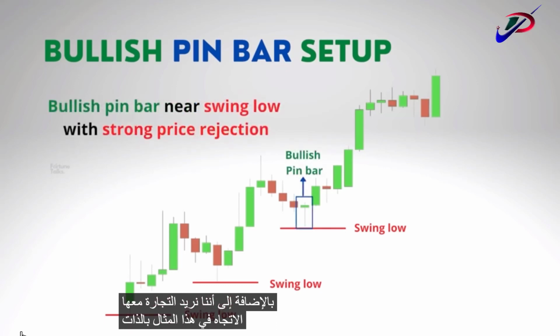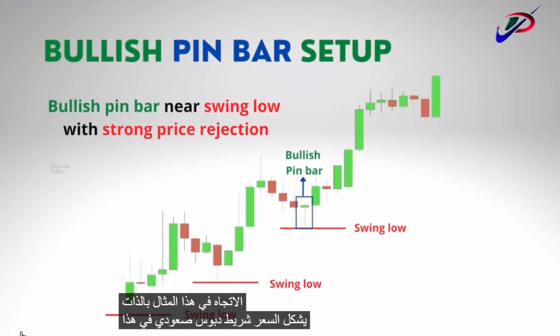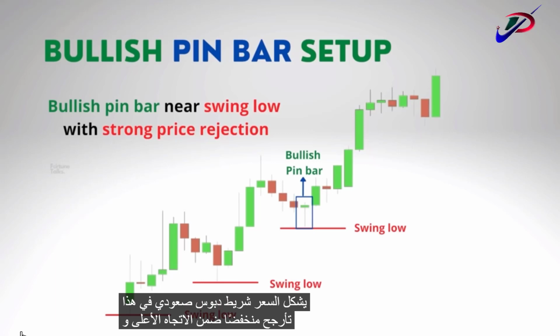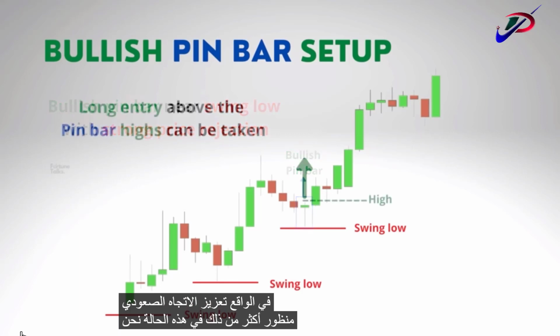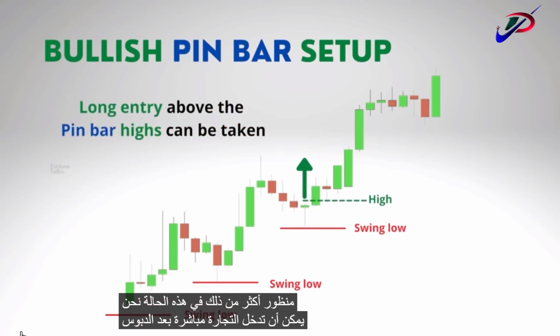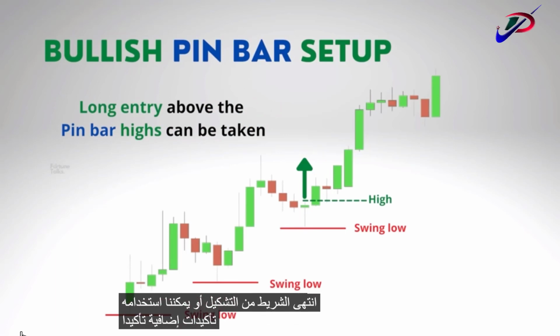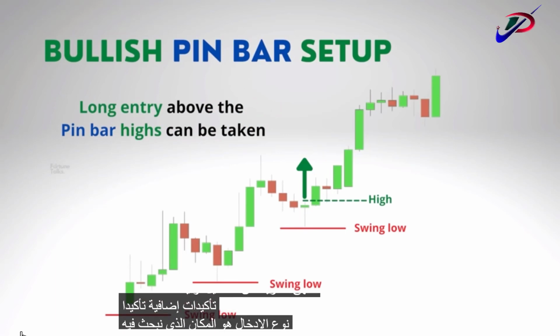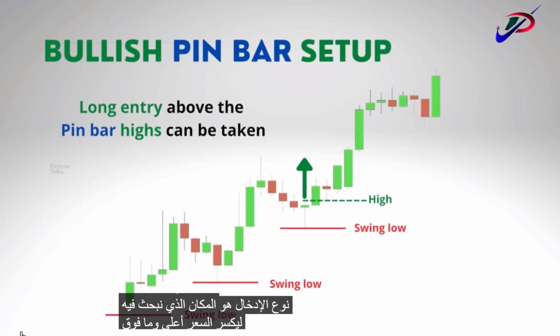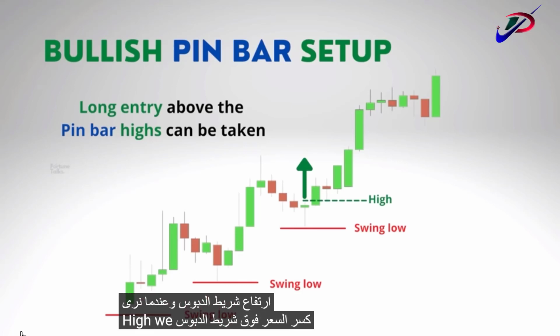In this particular example, the price forms a bullish pin bar at the swing low within the trend higher, and the rejection is quite strong, which will actually strengthen the bullish perspective even more. So in this case, we can enter a trade straight after the pin bar has finished forming, or we could use additional confirmations. A confirmation type of entry is where we are looking for the price to break higher and above the pin bar high. And when we see the price breaking above the pin bar high, we can enter long.